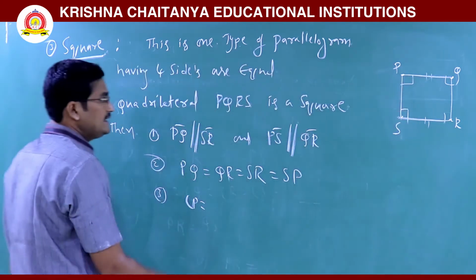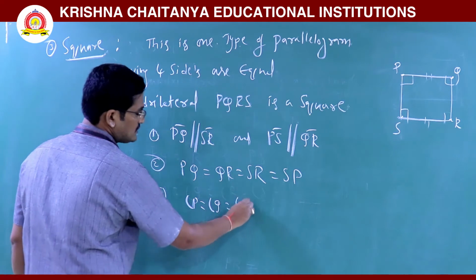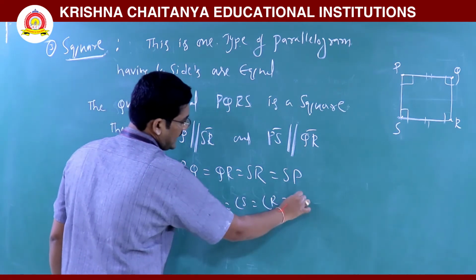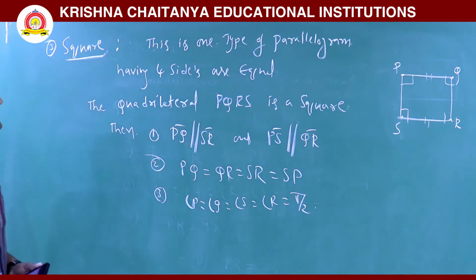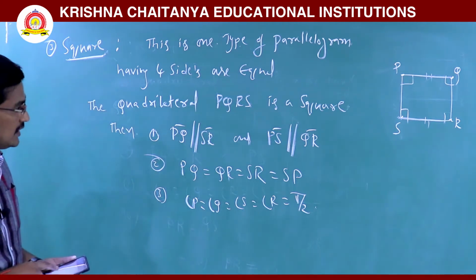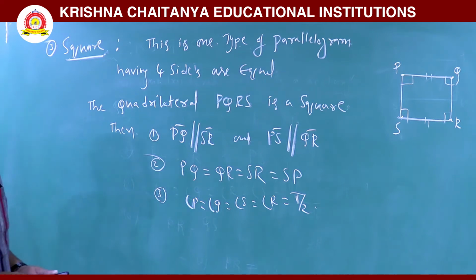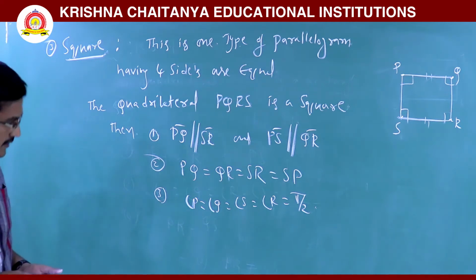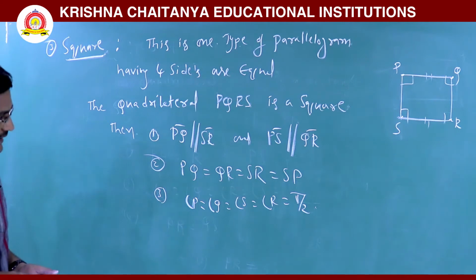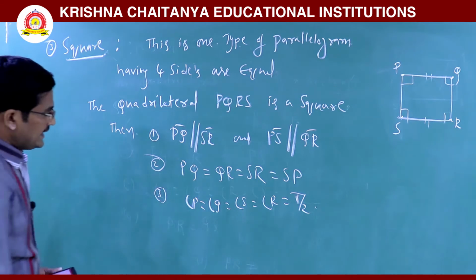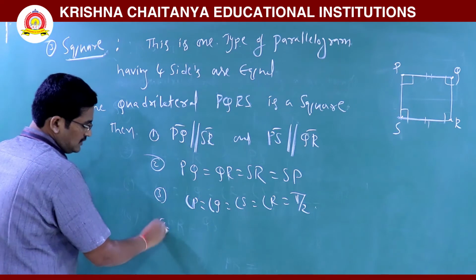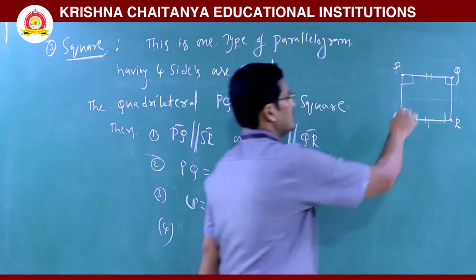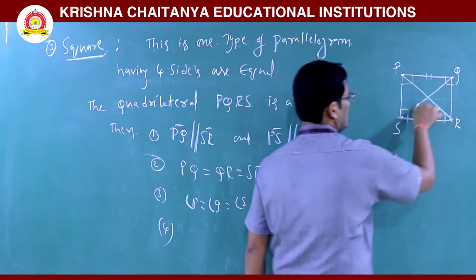So angle P is equal to angle Q is equal to angle S is equal to angle R is equal to pi by 2 here. So what are the conditions? PQ bar is parallel to SR bar and PS bar is parallel to QR bar, and PQ, QR, SR, SP, all lengths of the sides are equal. Also angle P is equal to angle Q is equal to angle S is equal to angle R is equal to pi by 2. The last one is, the lengths of the diagonals should also be equal.